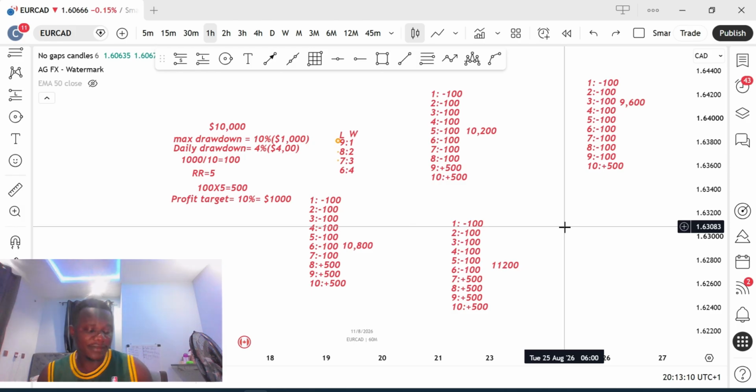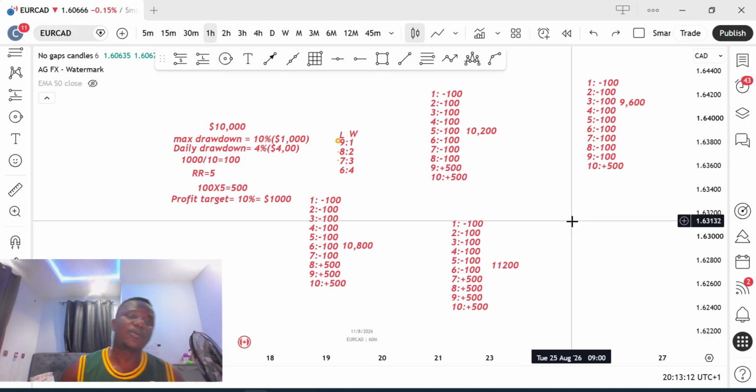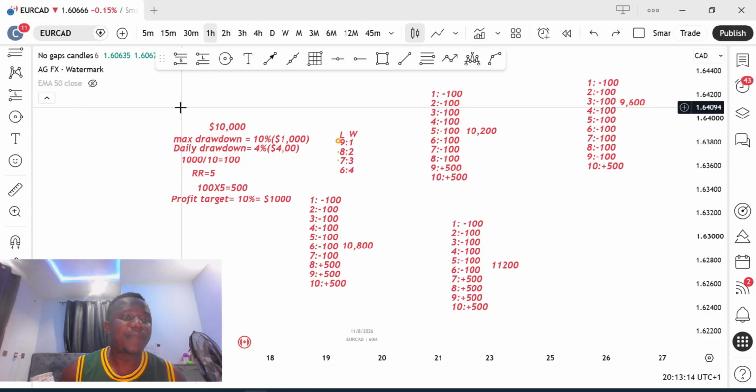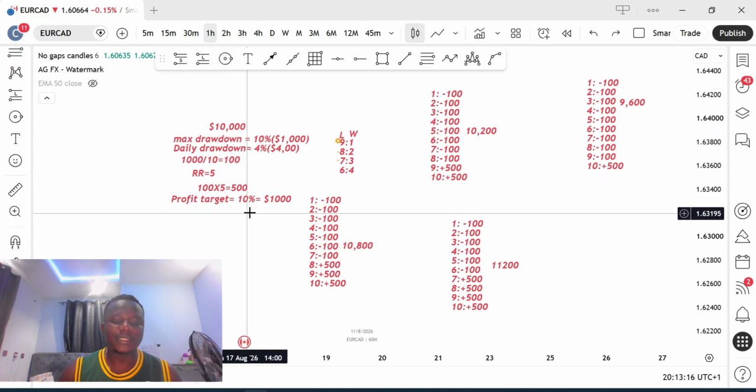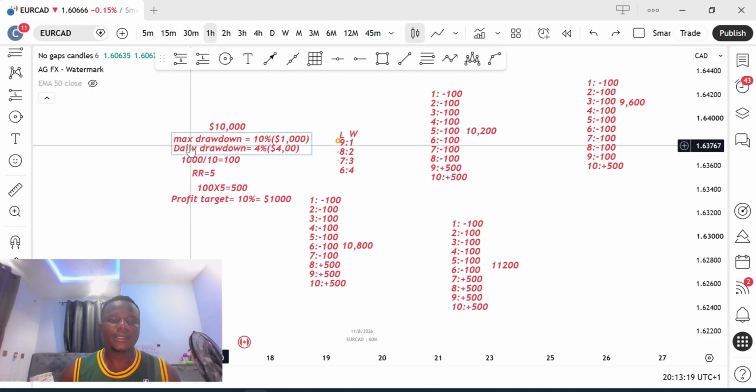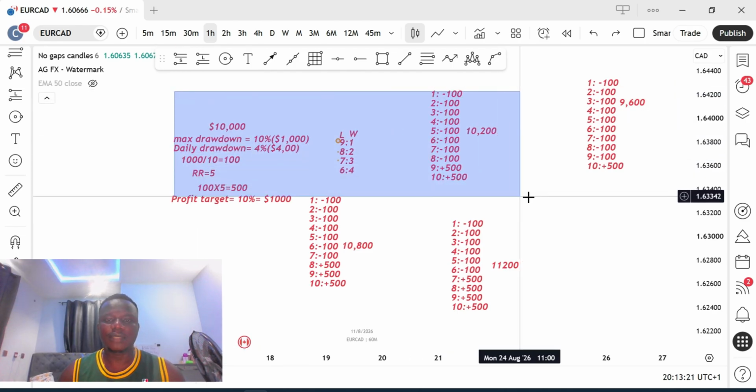In my own case, I don't even risk up to 1%. What I risk in my own account is 0.8%, and I still pass the challenge. Do you understand? But I think I'm going to stick back to risking 1%.